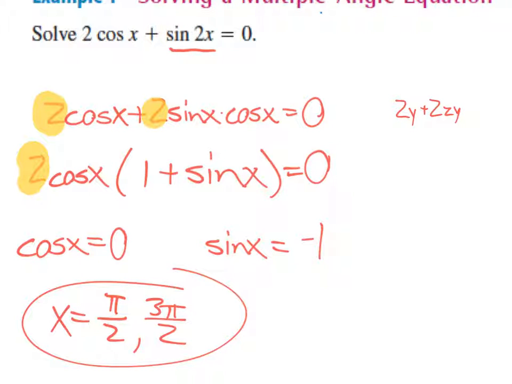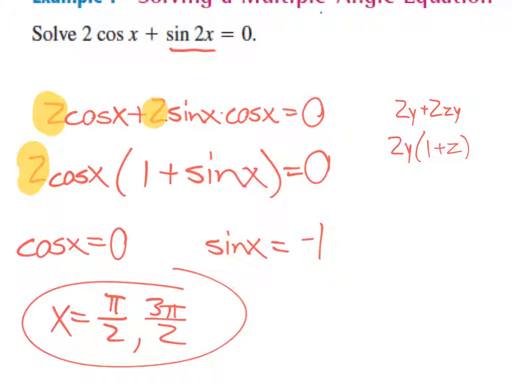I see what you're doing. I take a 2 out, and they have a y in common as well. And then you just have the 1 plus z left over. I see, because that sine x times cosine x is one entity, one term. Yes. So that's where I wasn't seeing it yet.